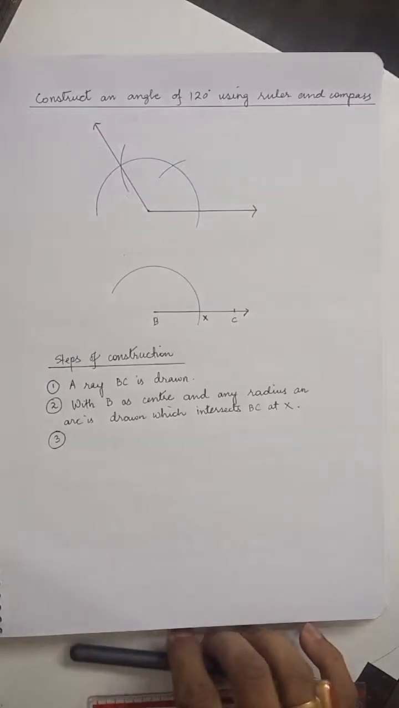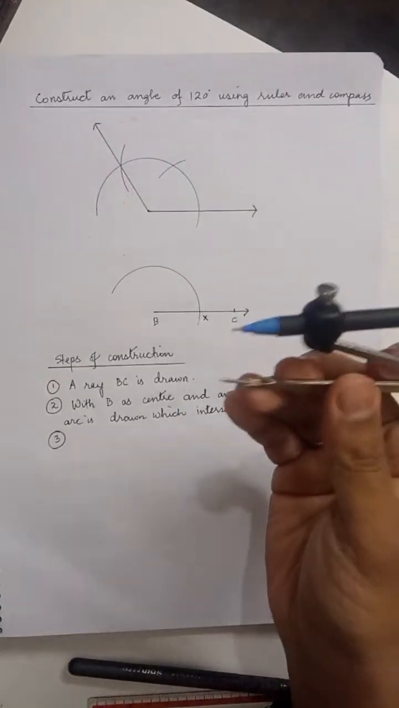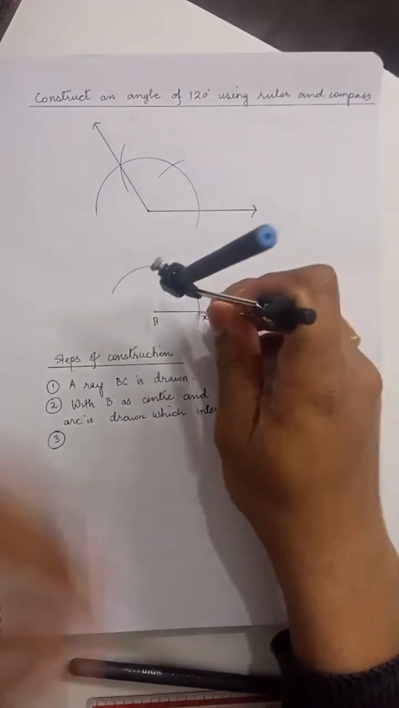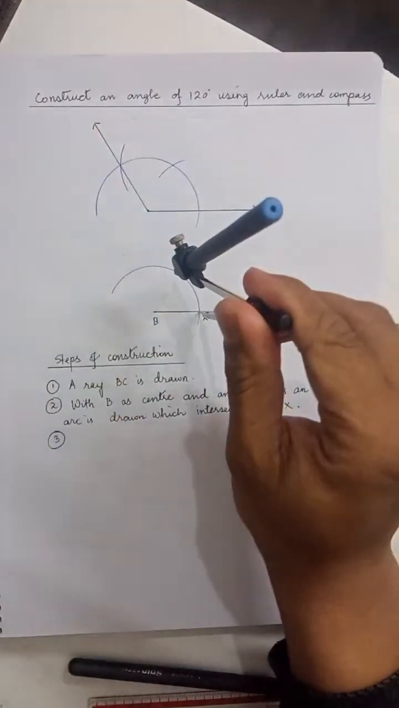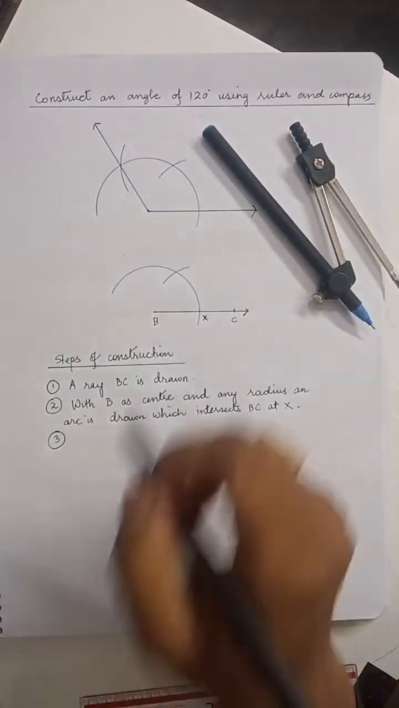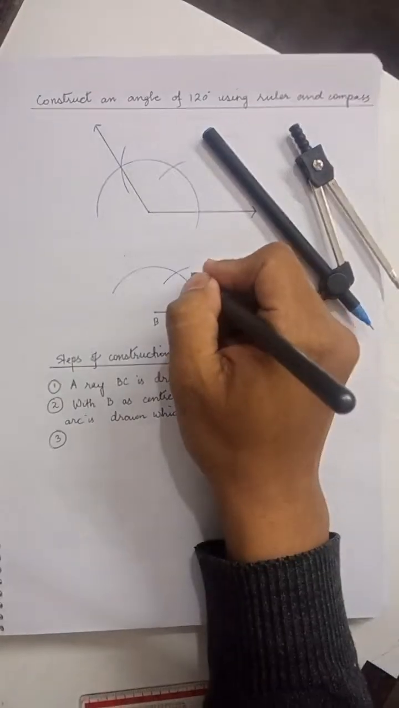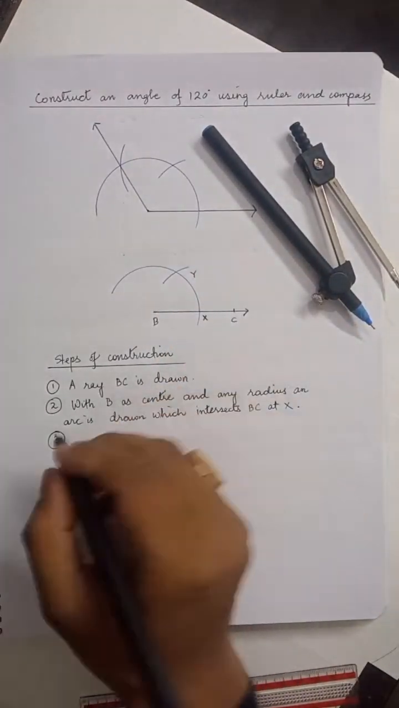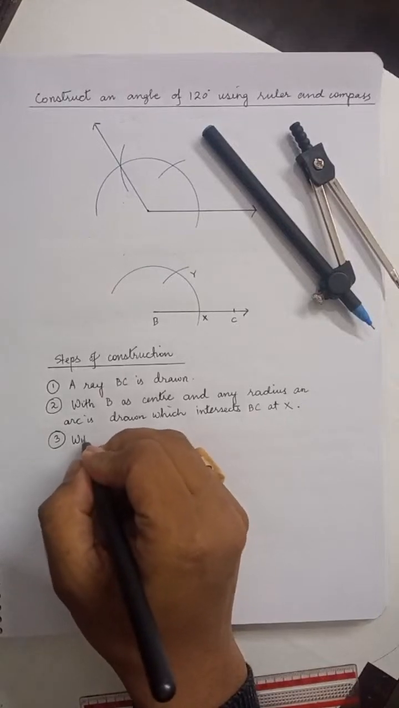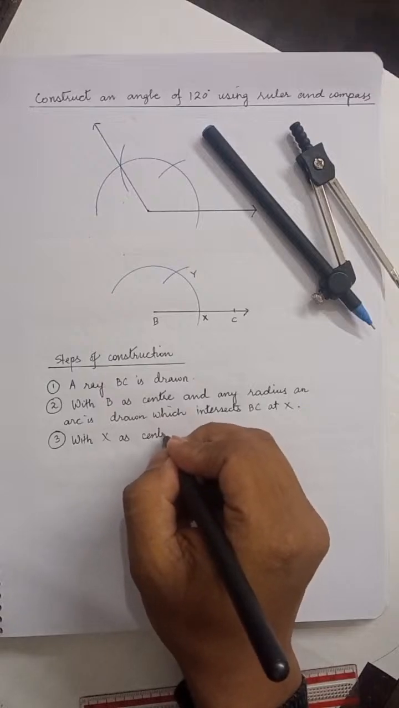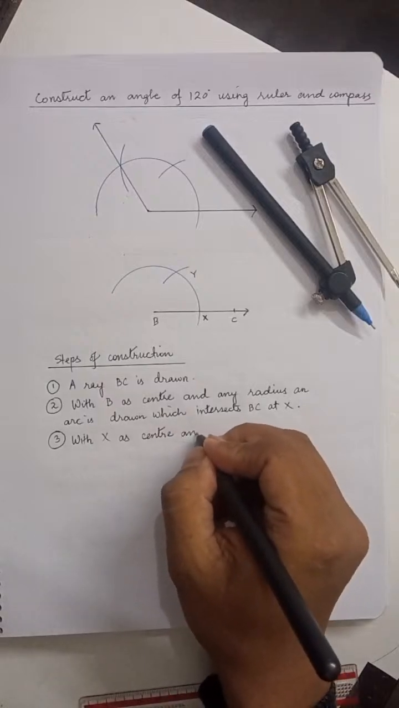Then what we will do? Without changing this, we will place the tip at X and we will draw one more arc. Let me name this Y. So I will write: with X as center and same radius.